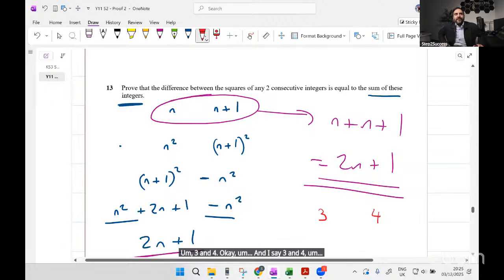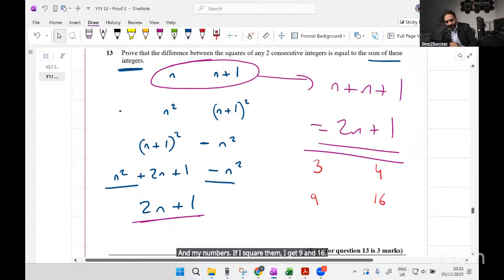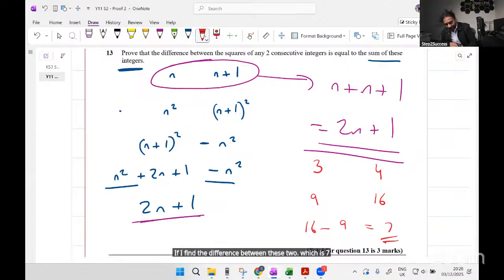It says if you square them, and you work out the difference between them. So let's just do that here. 3 and 4 are my numbers. If I square them, I get 9 and 16. If I find the difference between these two, which is 7, it is the same as if I'd added up those two numbers in the first place.